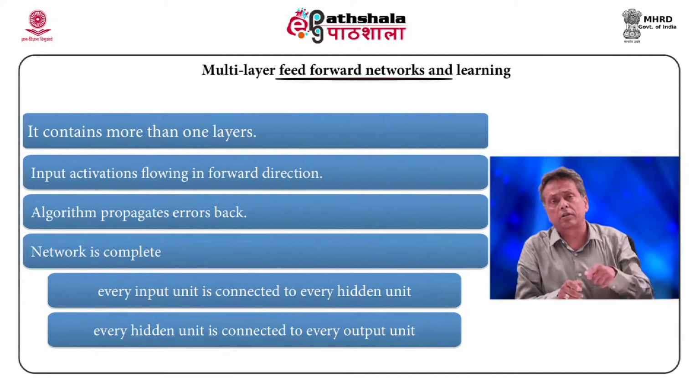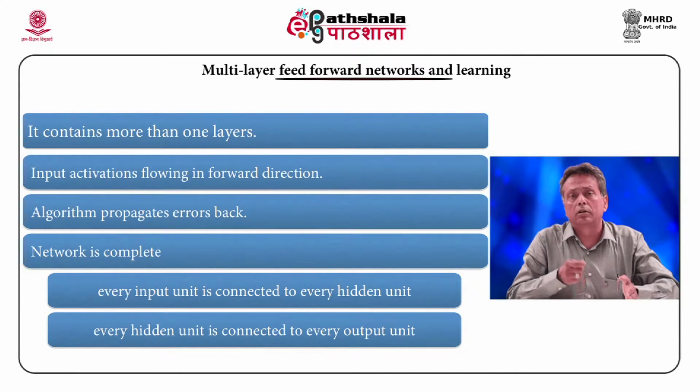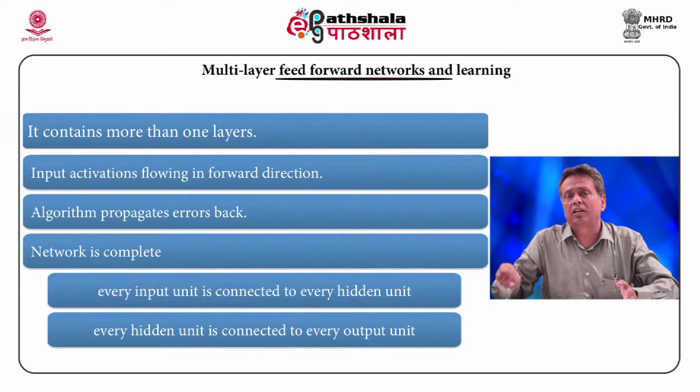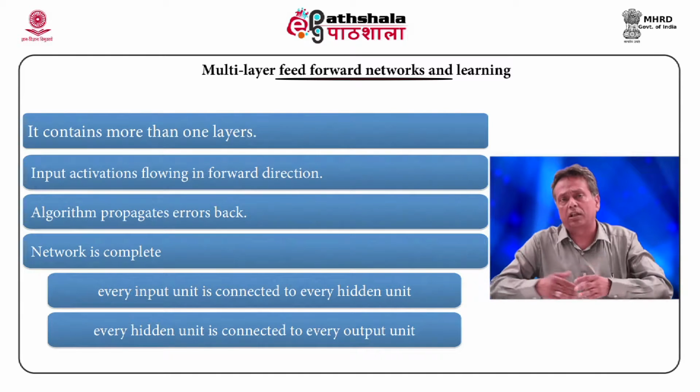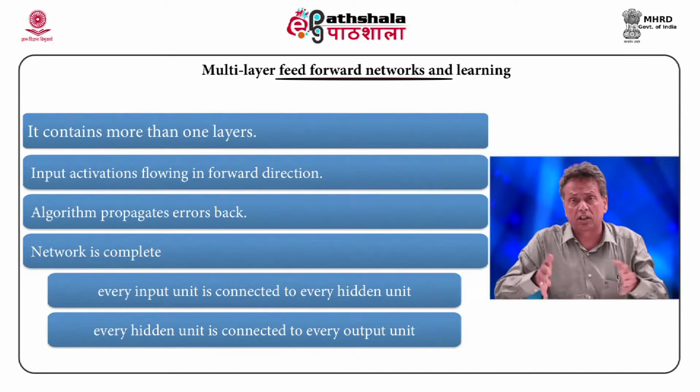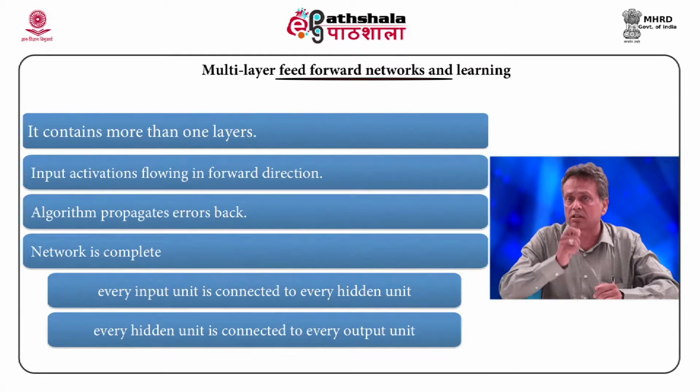Second also connects to first, second and third and so on. That means it has complete connections. Every input unit or neuron is connected to every middle unit. The same way every middle unit is connected to every output unit, and if it has more than one layer, the same thing is applied. So, that is called a complete network. That is the first requirement.